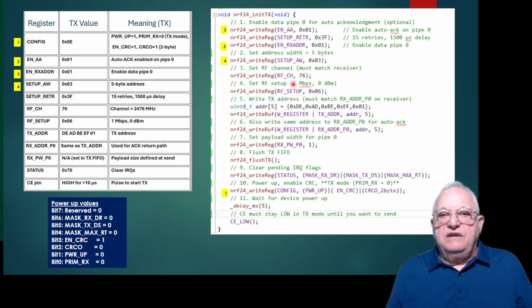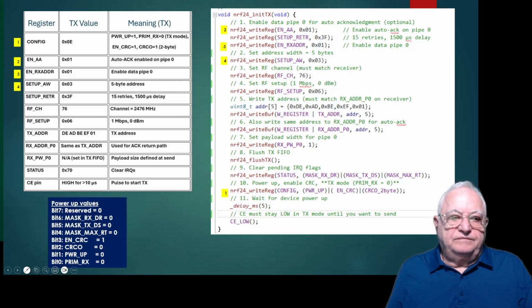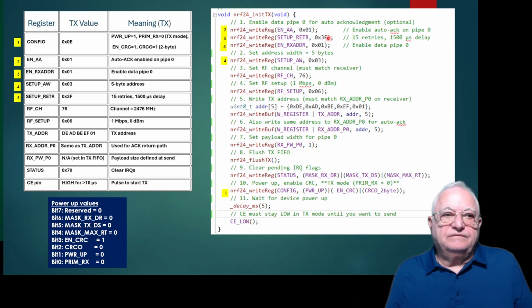Then set up a 5-byte address. Set up the retries. Next, RF channel 76. That's right here. So I say RF channel, and then I put the value that I want it to be at, 76.